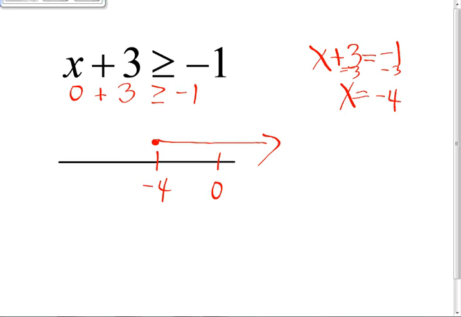And you may think this takes longer than doing it your way. You'll do it my way and you'll get it right. If you do it your way, you won't get it right. I'm going to make sure you understand this because we're going to do absolute value next.